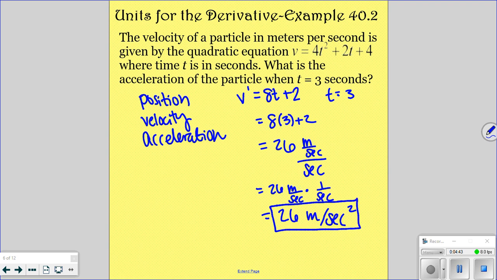And so you don't have to go through all of that work every time. You can just remember that acceleration, if it's in meters and seconds, acceleration is meters per second squared, or miles per hour squared. It's always going to be a time squared. So that's how the unit for acceleration works.